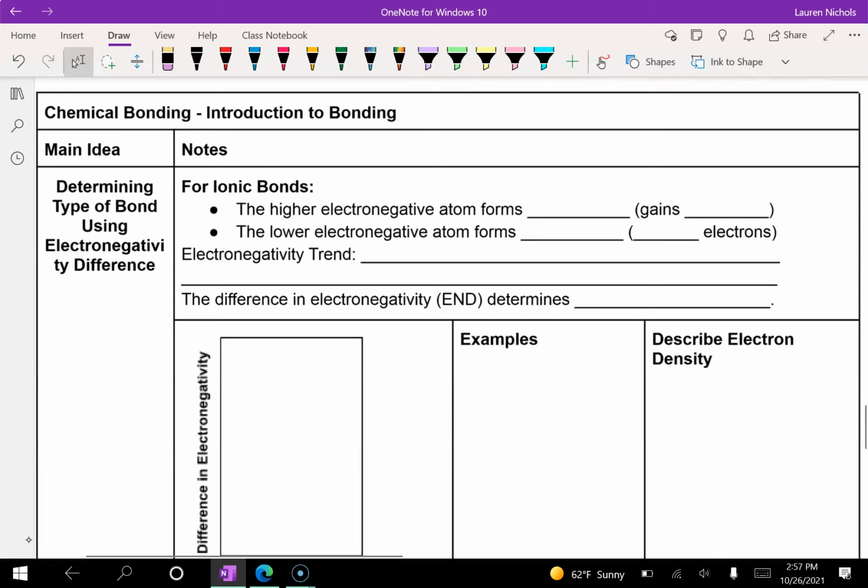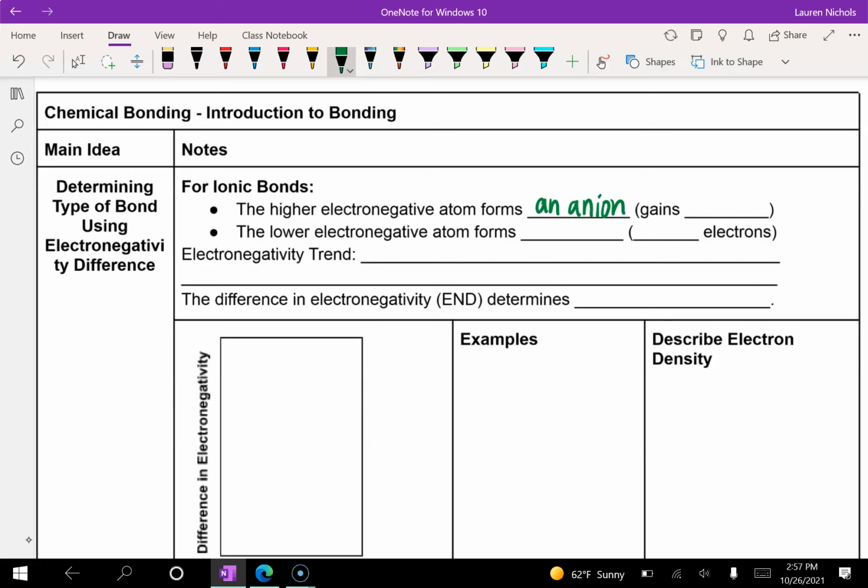There are also specific values. You never need to have these numbers memorized, but I will provide them for you. So for example, for an ionic bond, the atom with the highest electronegativity will form an anion.